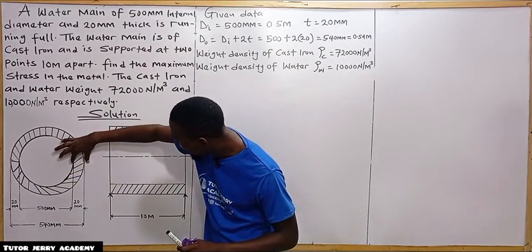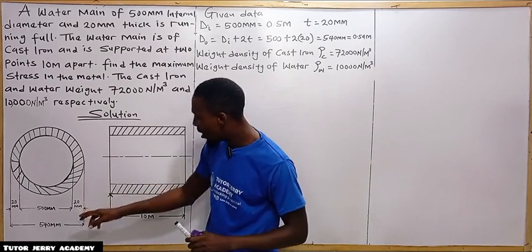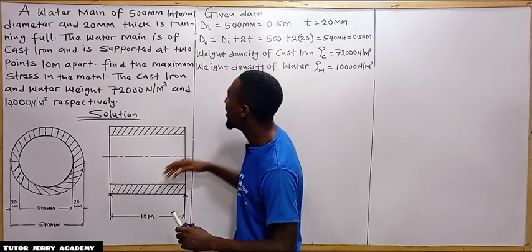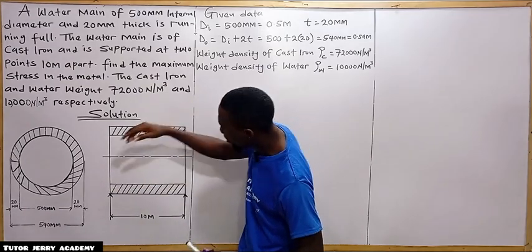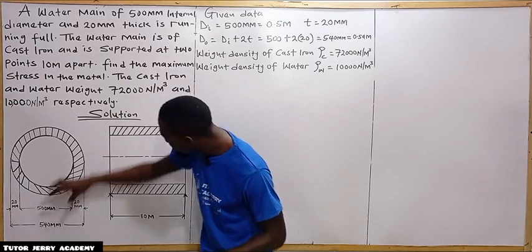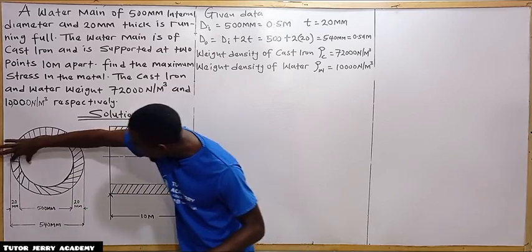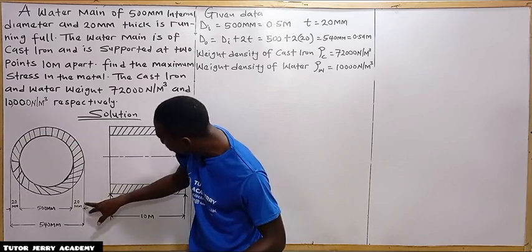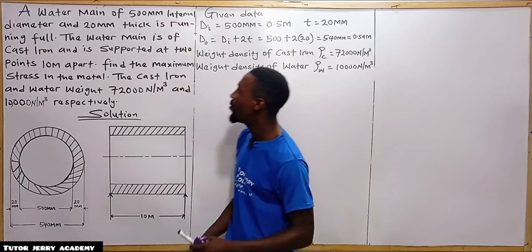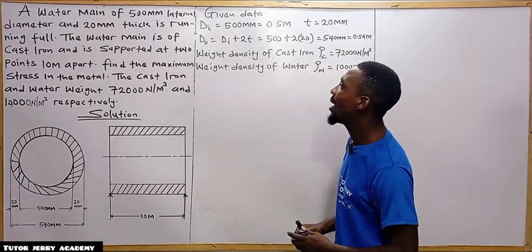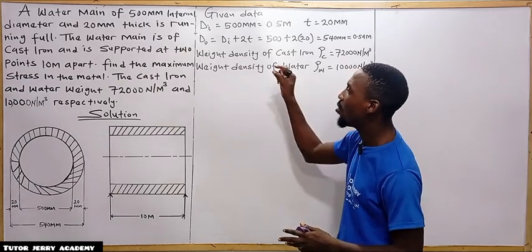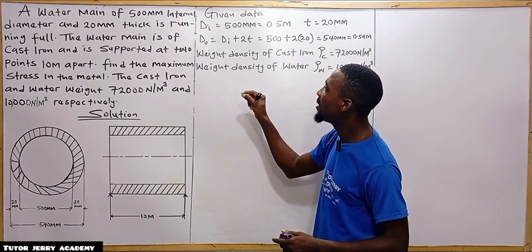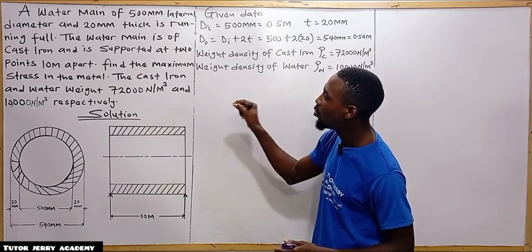You can see from this point to this point is 20 mm, and from this point to this point is 20 mm. So the total diameter is going to be 540, because from here to here is 20, this place too is going to be 20, and this place is going to be 500. So from this point to this point is going to be 540.